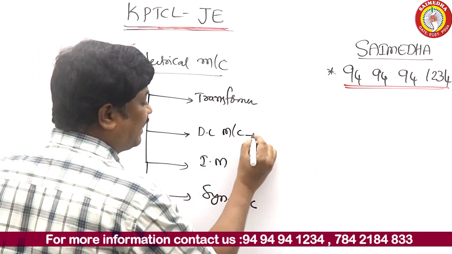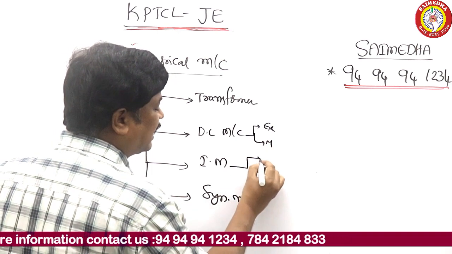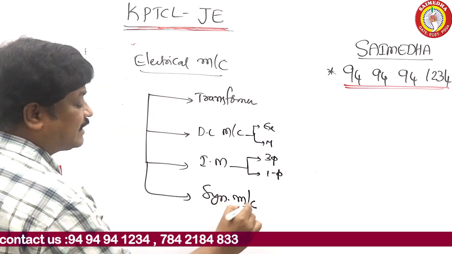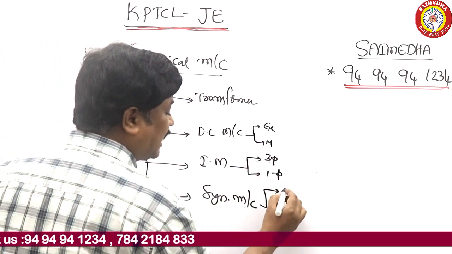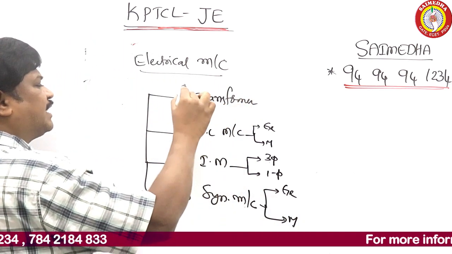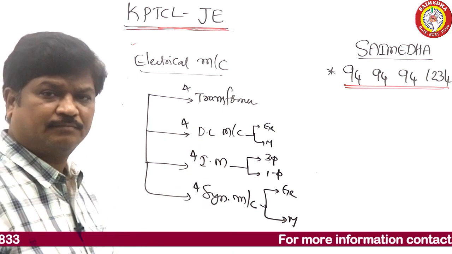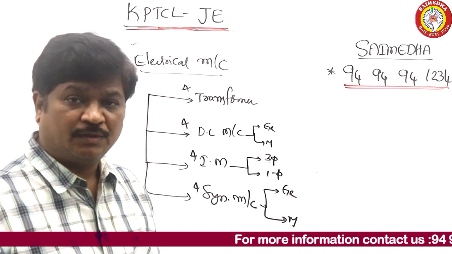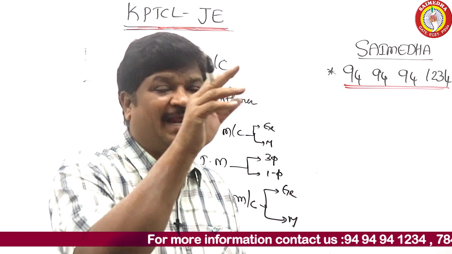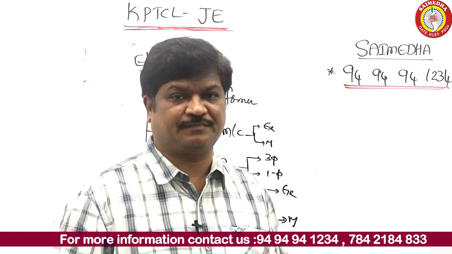In the DC machine, we have a DC generator and DC motor. In induction motors, we have 3-phase induction motors and single-phase induction motors. In synchronous machine, we have a synchronous generator and synchronous motor. For every machine you can take 4 marks. Of course, utilization and traction can also be topics. Illumination, utilization, traction: from these also we can guess the questions.